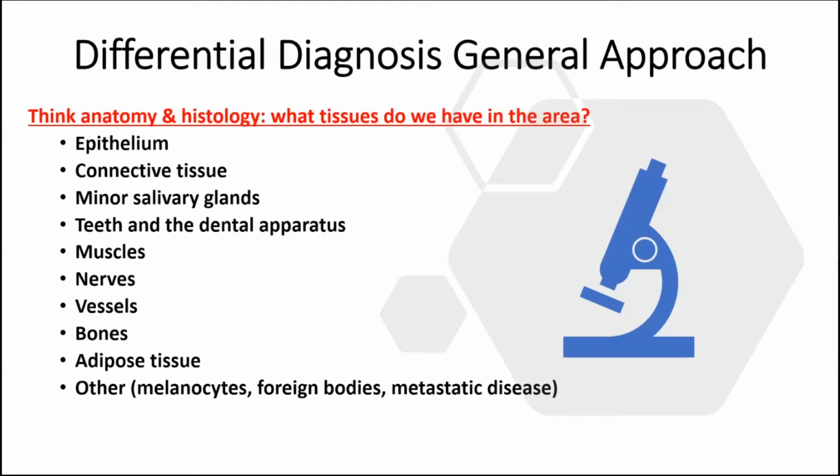We have epithelium, connective tissue, minor salivary glands, teeth and the dental apparatus, muscles, nerves, vessels, bones, adipose tissue, and other tissue like melanocytes. It could be foreign bodies, it could be metastatic disease, okay? So any of these can give rise to the lesion that you're actually seeing.